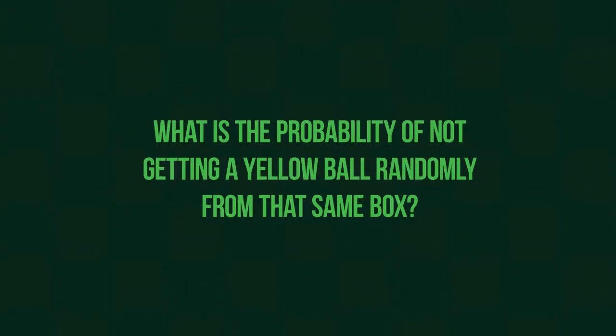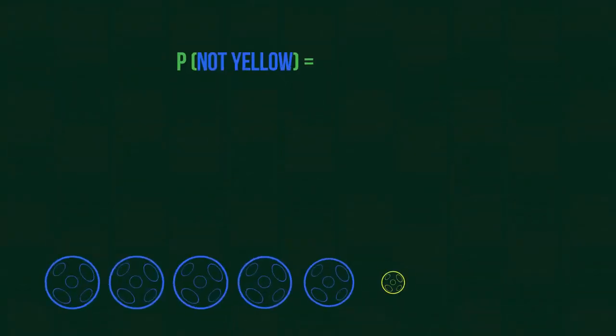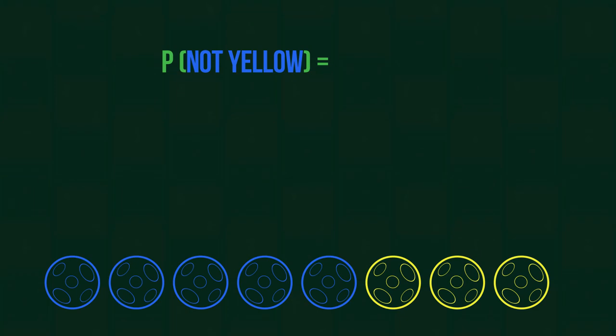What's the probability of not getting a yellow ball randomly from that same box? Well, we can calculate it in the same way we did in the previous task. There are 5 balls that are not yellow, so this probability is 5/8, but we can think of another way too.